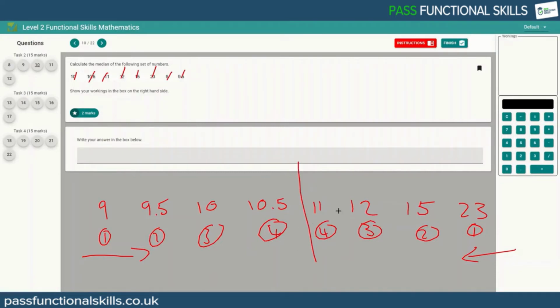Since we know that, we also know that it will be halfway in between those 2 values. So to find out the value of the median, we simply add these 2 up, which is 10.5 plus 11, and divide by 2. And this will give a value of 10.75, which is the median value for the set of numbers given.